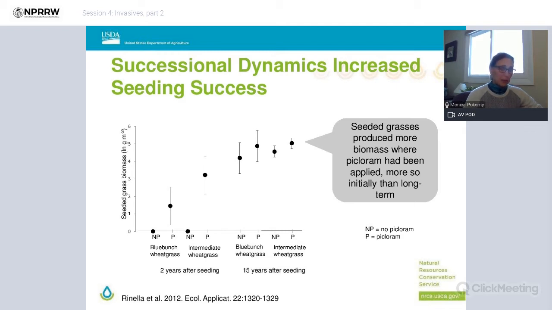And again, on this site, we also had biocontrol agents. So we had multiple different biocontrol insects on the site. But again, the short-term effect of the herbicide was important for opening the site, and then adding the species, addressing our species availability was really important.